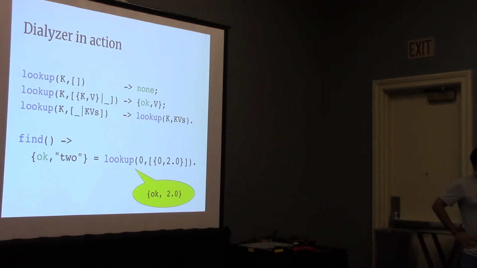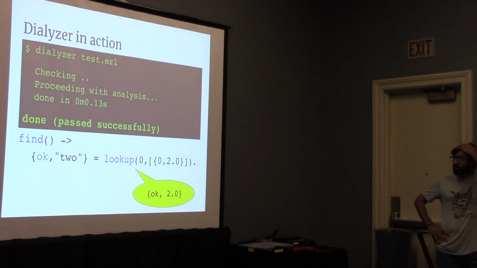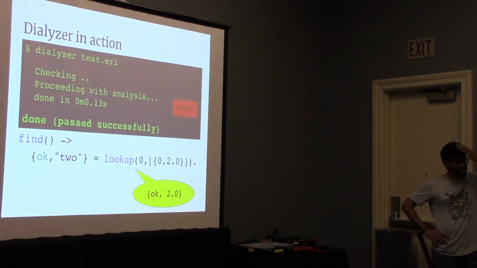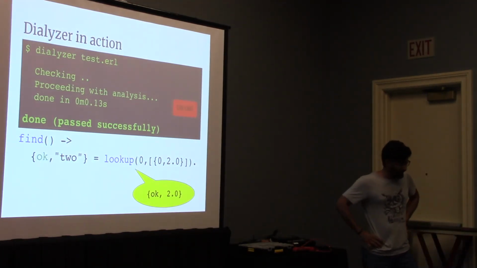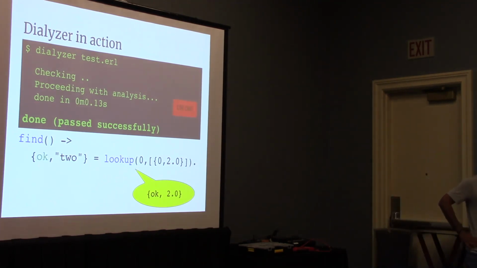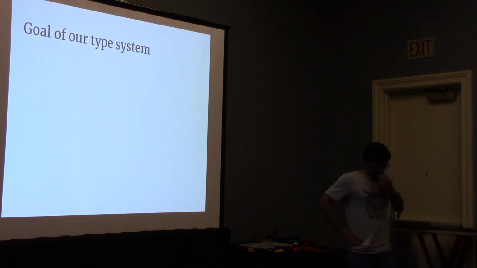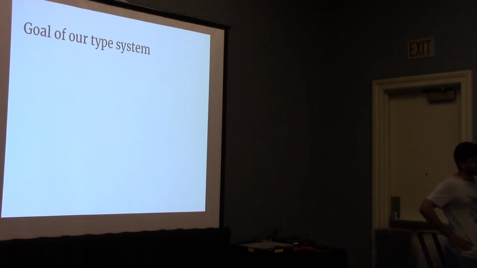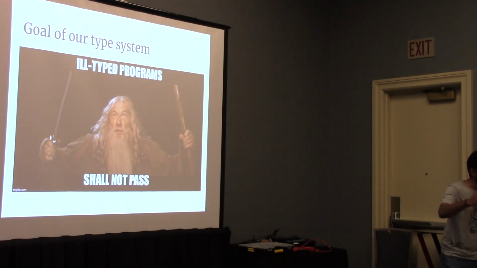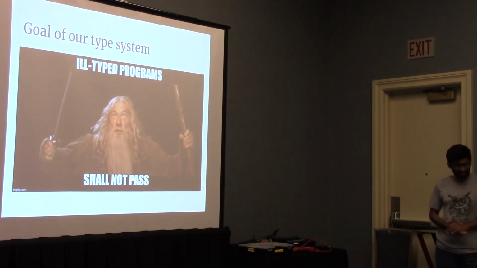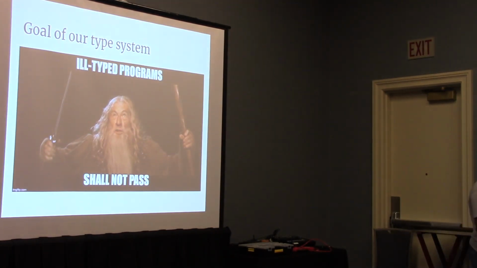It looks like a type-related error, doesn't it? Well, let's ask the Dialyzer. Oh no! What happened? Well, okay, it failed, right? It turns out, according to the Dialyzer, it's not a type error. Well, now we know why I'm here, right? So the goal of our type system is actually very simple. It's just going to stand there and say, ill-typed programs shall not pass. That's it, right? That's all that we're trying to do here.